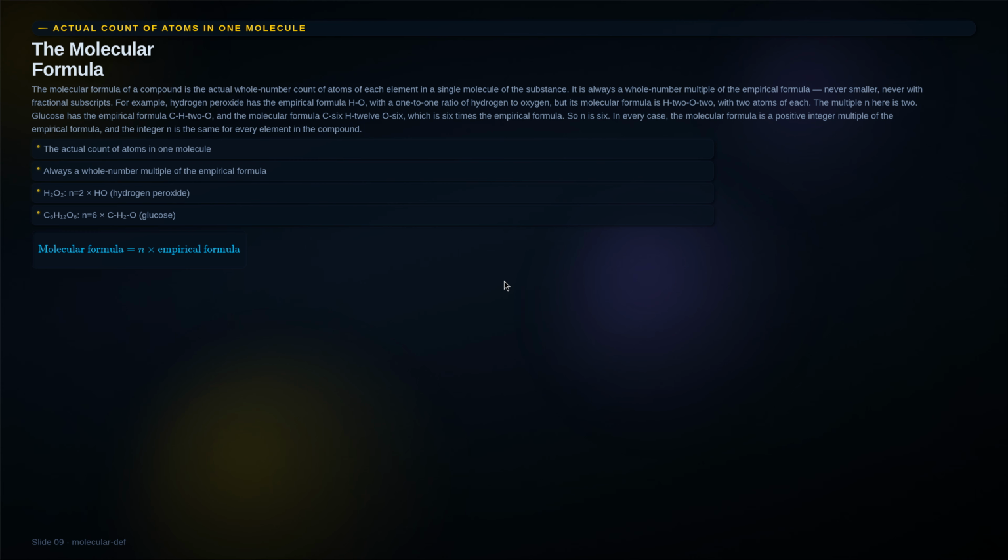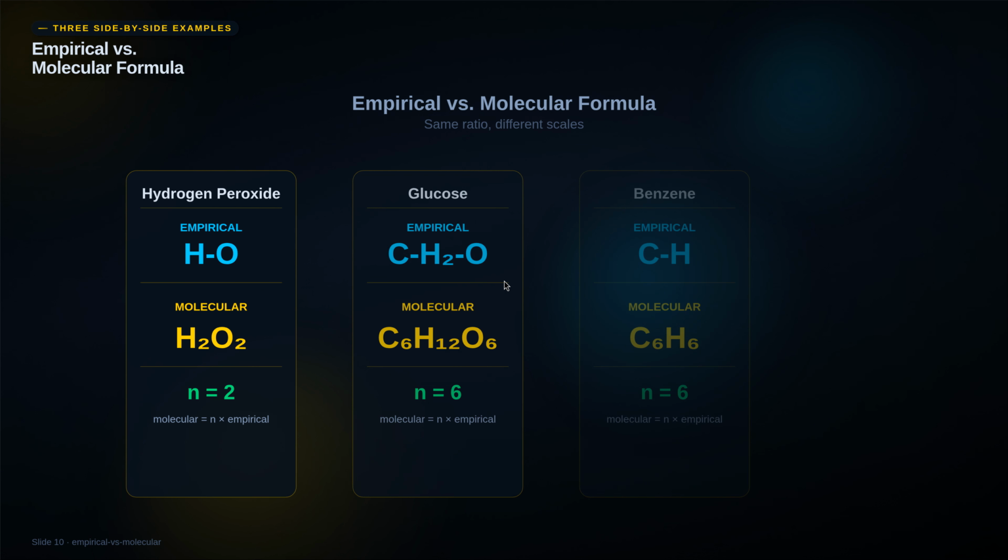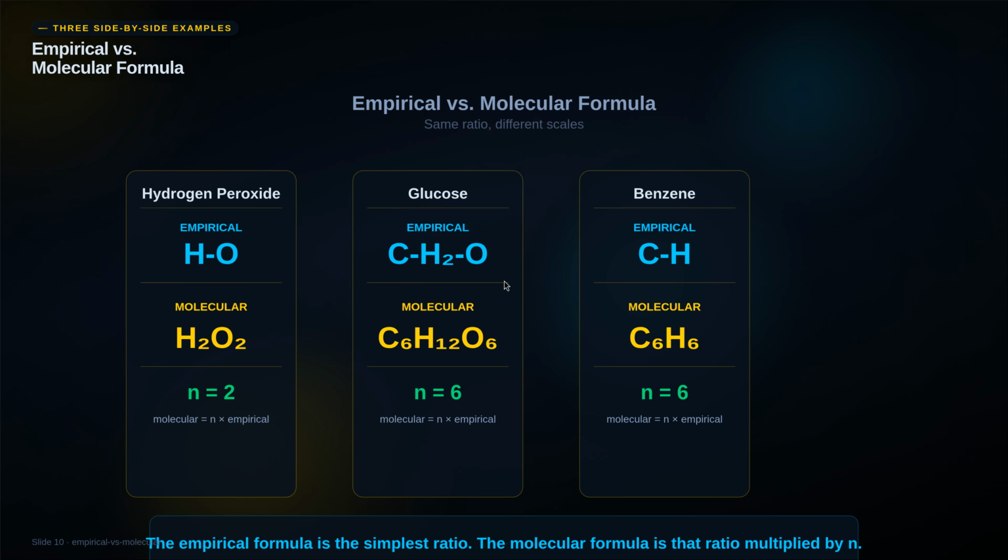Glucose has the empirical formula CH2O and the molecular formula C6H12O6, which is 6 times the empirical formula, so N is 6. In every case, the molecular formula is a positive integer multiple of the empirical formula, and the integer N is the same for every element in the compound. Let us compare the empirical and molecular formulas side by side using 3 well-known compounds.